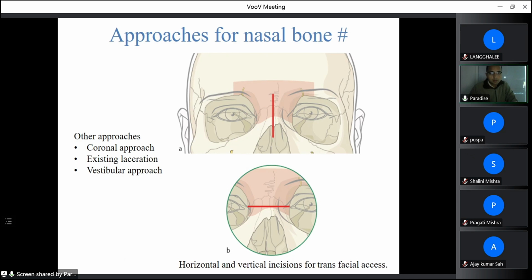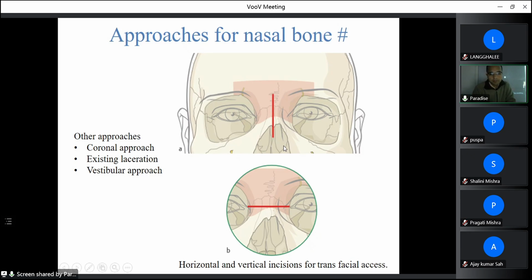Now, approaches for nasal bone fractures: you can use the coronal approach. Through the coronal approach, you can fix the nasal bone fracture from the superior area. Or, if there is an existing soft tissue laceration, you can approach through that laceration and reduce and fix the fracture area. Or you can approach through the vestibular incision. You make the vestibular incision inside the oral cavity, and then you have to raise the mucoperiosteal flap and you can raise the nasal bone area.